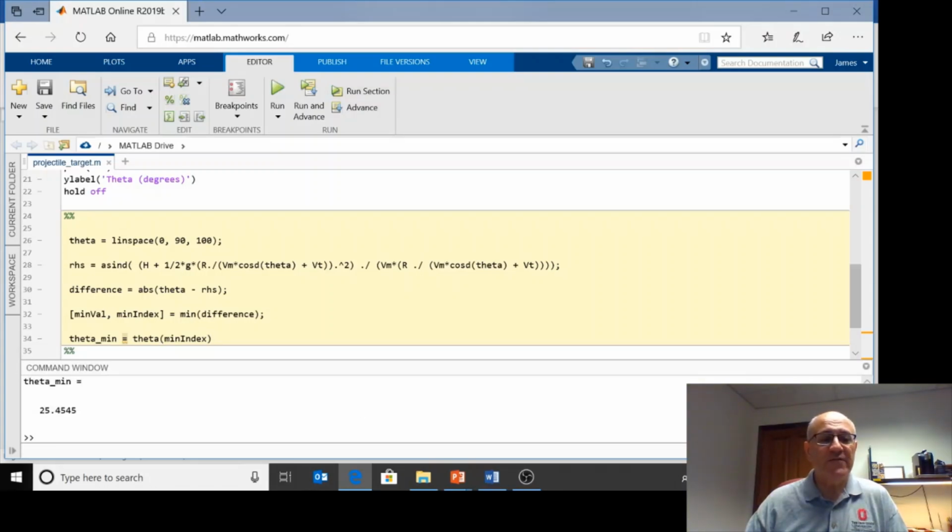And you see I get a value of theta of 25.45 degrees. Now I'm going in relatively large steps here, almost 1 degree, so this wouldn't be a very precise solution. But now that I know approximately what it is, I can calculate again over a smaller range, let's say between 25 and 26 degrees. Okay, and now I've got a solution of 25.65 degrees, which is quite accurate.